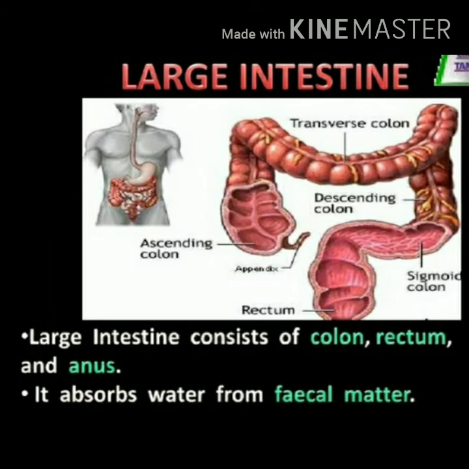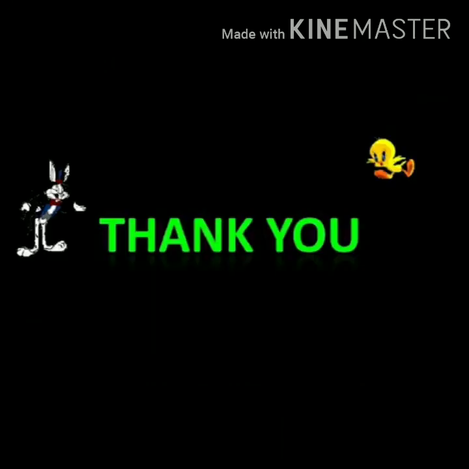Next is the large intestine. The large intestine consists of the colon, rectum and anus. All undigested food is eliminated from the body with the help of the large intestine. Its function is only to absorb water and salt, which helps in passing out the undigested food through the anus. So this is all about digestion.